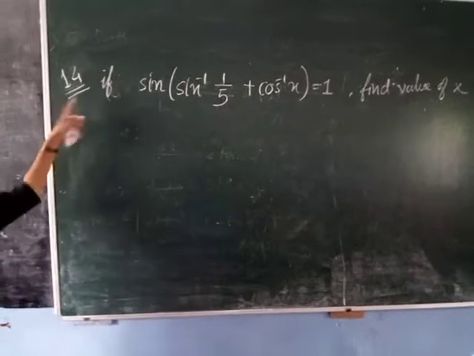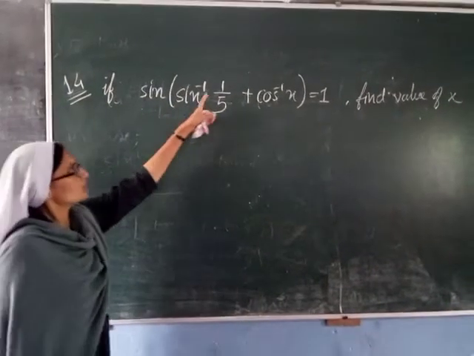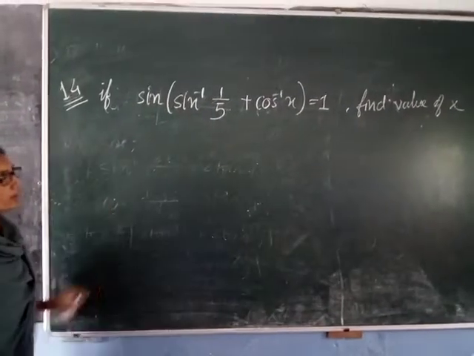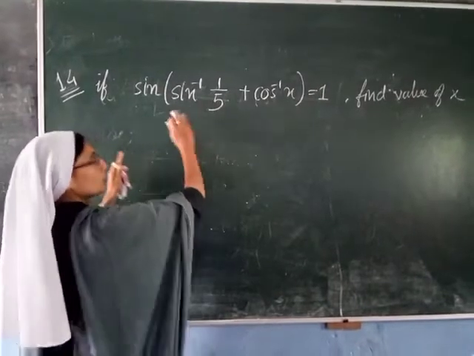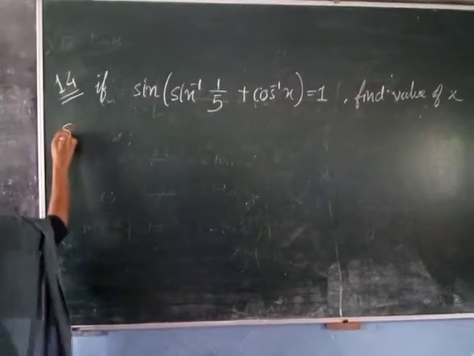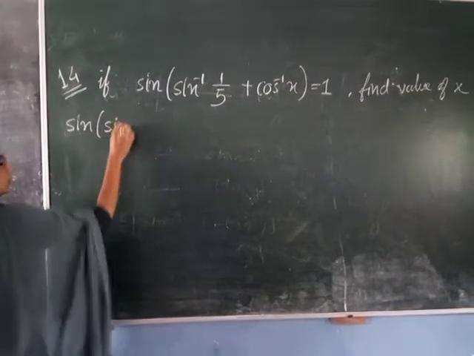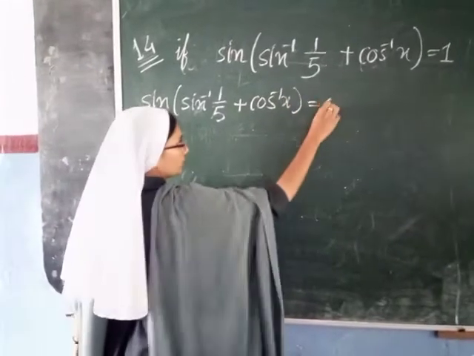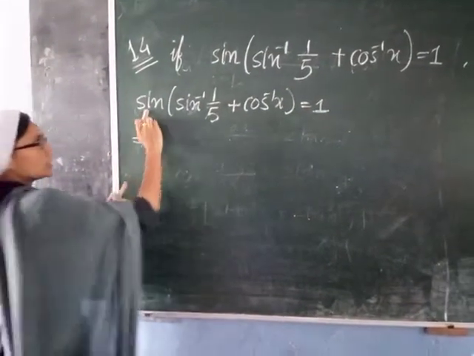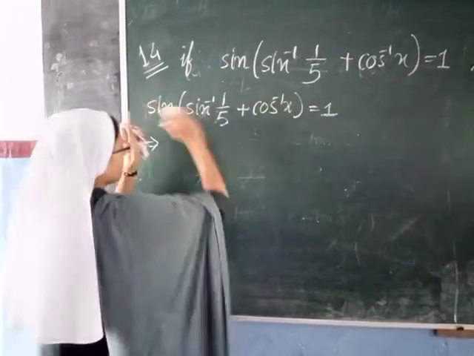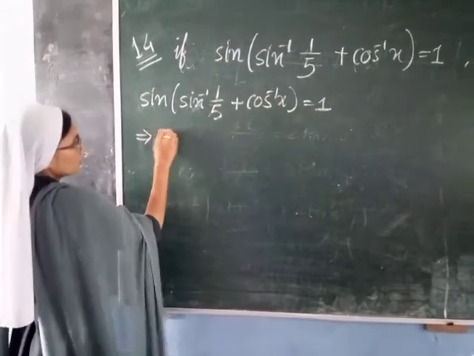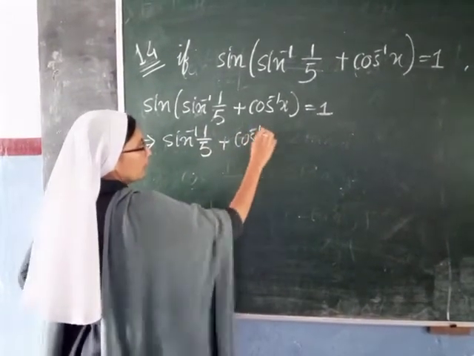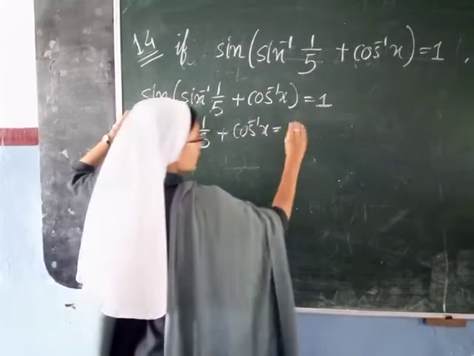Question 14. If sin of (sin inverse 1 by 5 plus cos inverse x) is equal to 1, then you have to find the value of x. Here you have to find the value of x, so you take the full equation: sin of (sin inverse 1 by 5 plus cos inverse x) is equal to 1. Now transfer sin here. You can transfer because this is all in a bracket. Transfer and make it sine inverse. So sine inverse of 1 on this side becomes sine inverse.